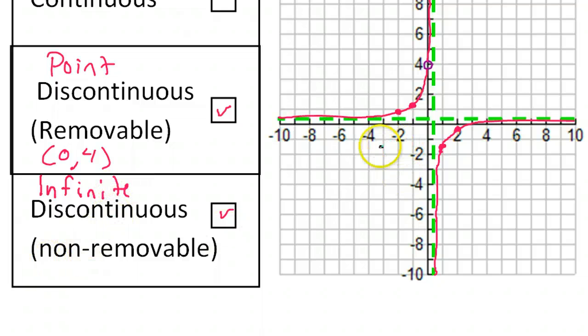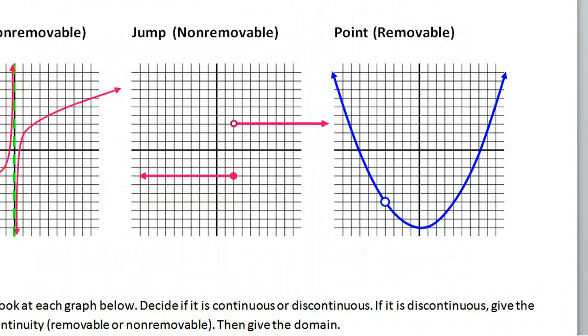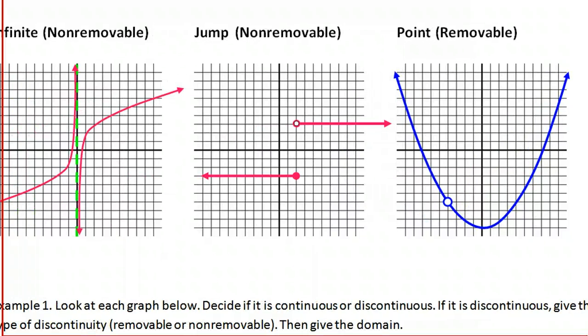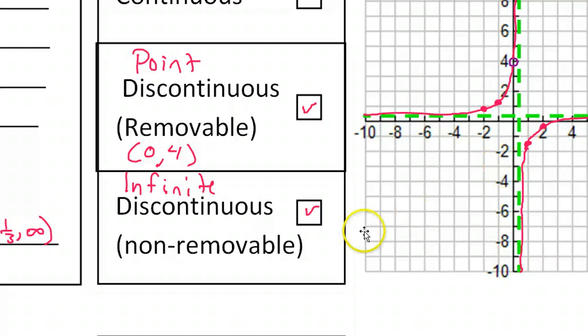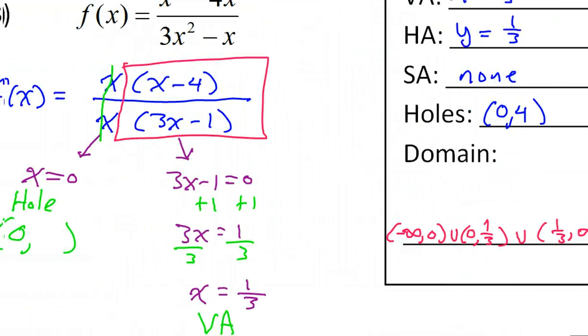Okay, and when I say non-removable discontinuity, I'm talking about, if you have a jump or if you have an asymptote. So in this case we have asymptotes. So asymptotes are called non-removable discontinuities. And we have 2 of those. So our x equals 1/3 and our y equals 1/3. Okay, so that is it for problem number 3.